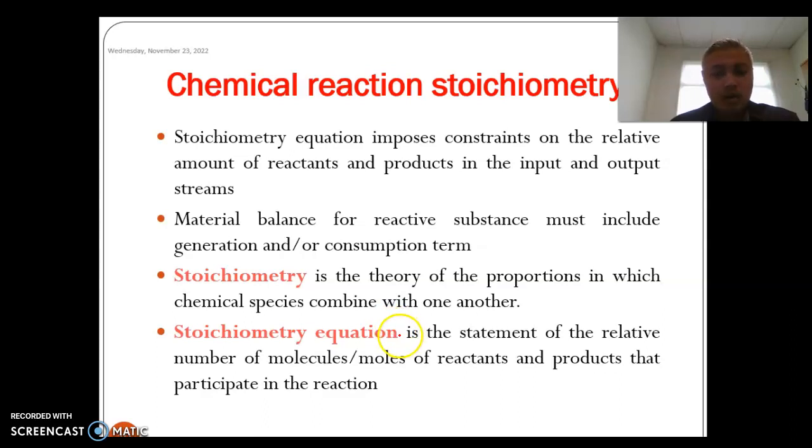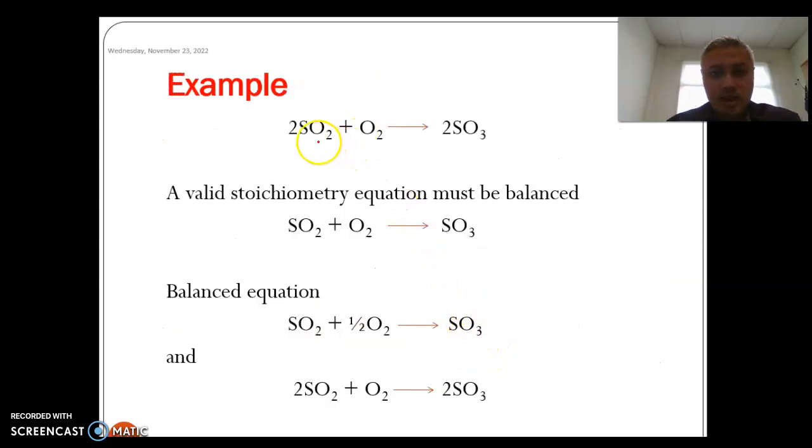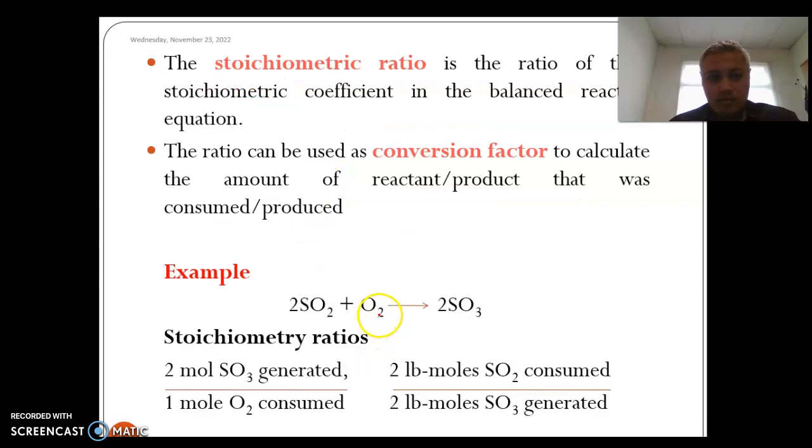So now and then we will know what would be the stoichiometric equation for that equation. Okay, so let's proceed to the next slide where we have this reaction 2SO2 plus O2, and then the product is 2SO3, and then so on.